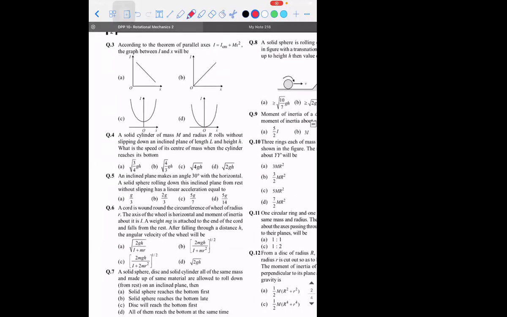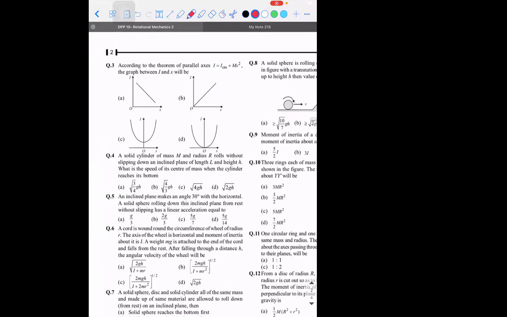According to the theorem of parallel axis, I is equal to ICM plus mx square. The graph between I and x should, you guys tell me. I is taken on the y-axis, x is on the x-axis itself. Y is in the form of mx square. Can I write some constant plus mx square?